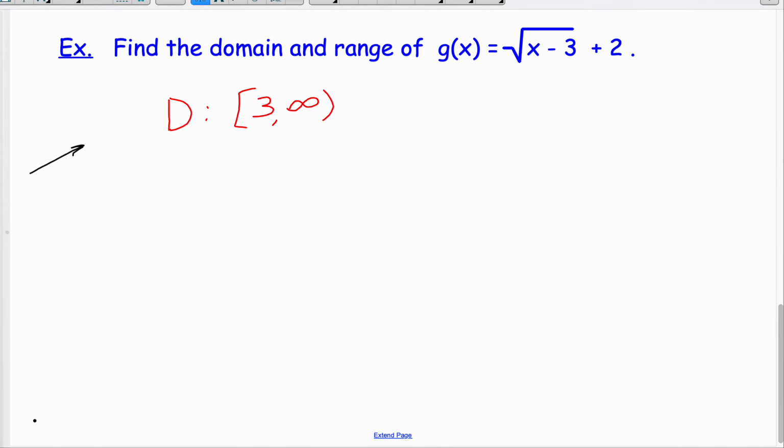How about the range? Well, once I plug in numbers that are 3 or bigger, what am I going to get here?